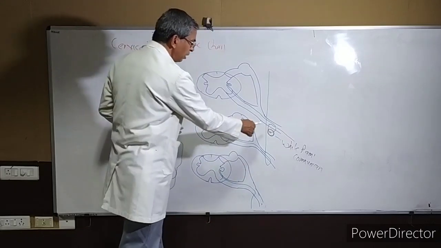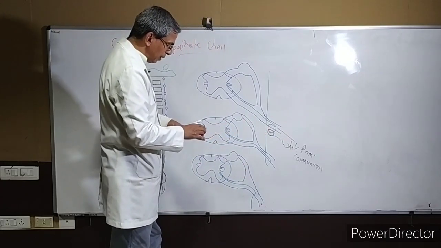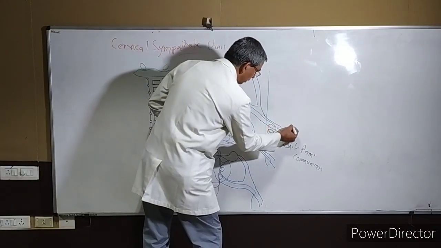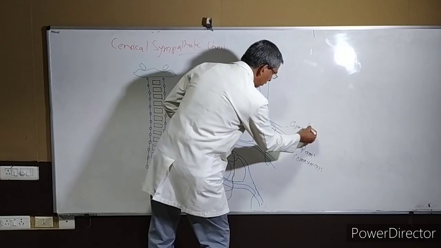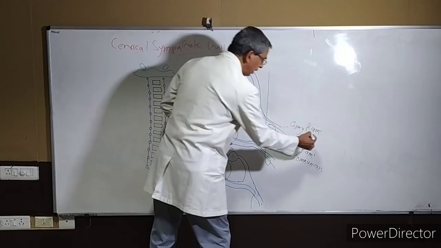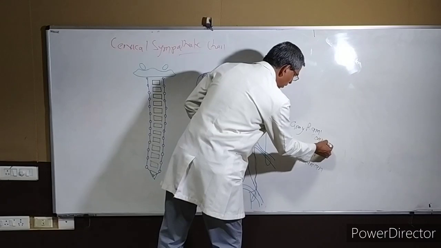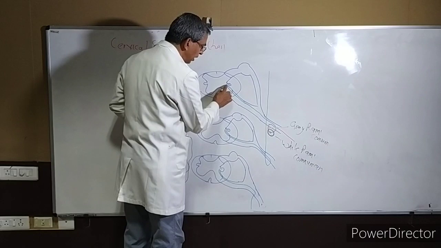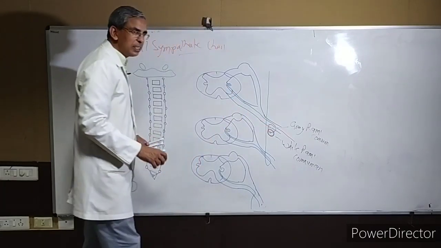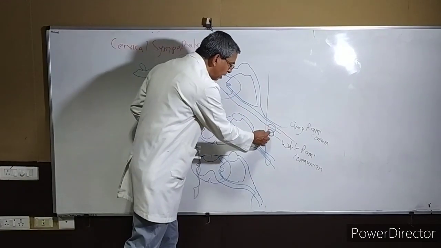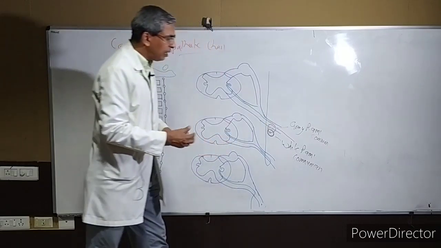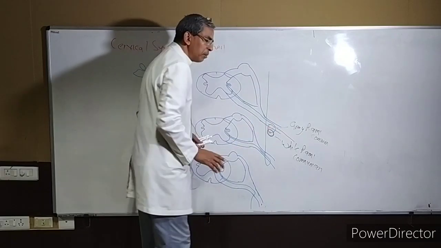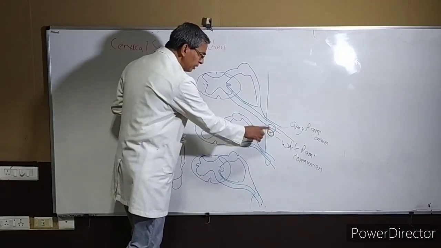While this rami, the red color fiber which is showing here, is known as the gray rami communicans. Why white rami communicans and gray rami communicans? Because the preganglionic fibers are myelinated fibers, so they are white in color, hence white rami communicans. The postganglionic fibers are non-myelinated fibers, and that's why the name gray rami communicans is given. So this is the one case.